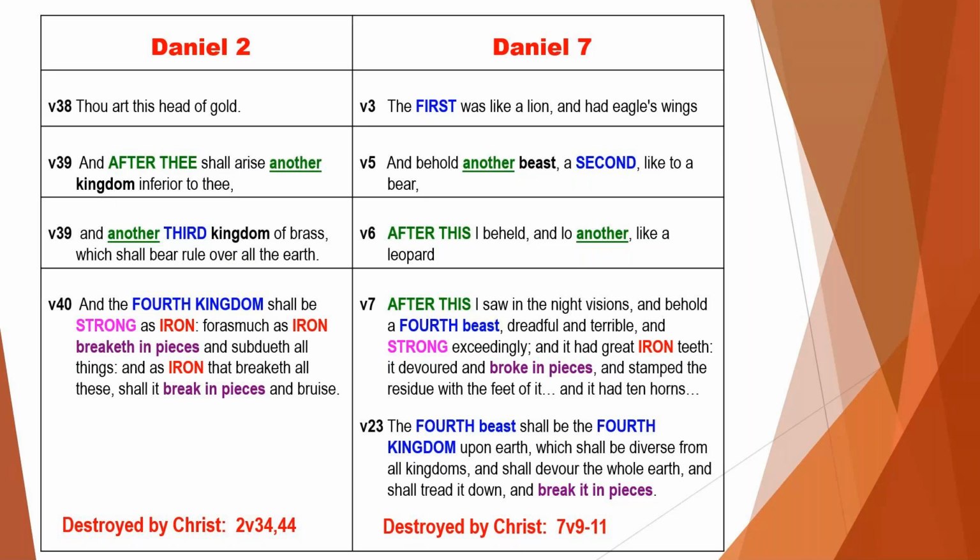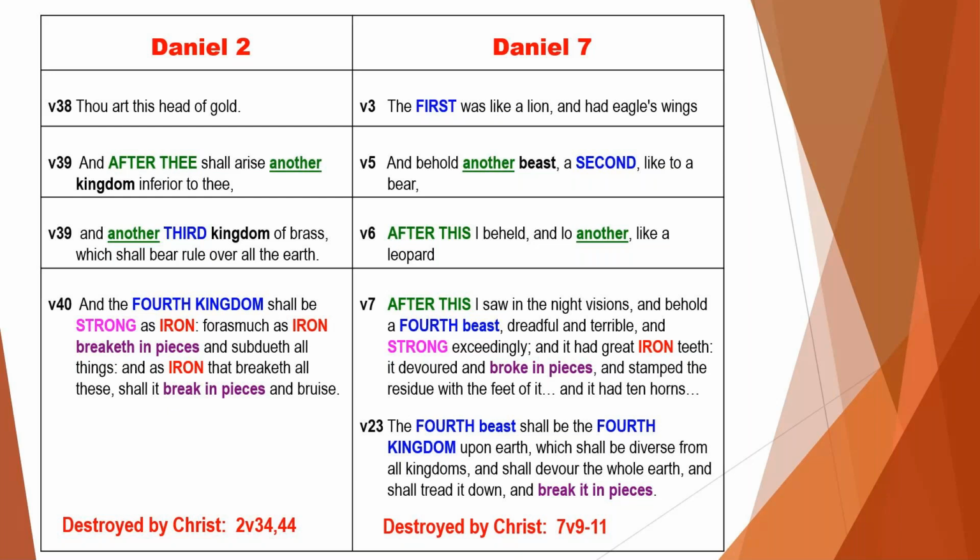And in Daniel 7, in verses 17 and 18, it says, these great beasts, which are four kings, shall arise out of the earth. But the saints of the Most High shall take the kingdom and possess the kingdom forever, even forever and ever. Now, the important thing to note is there's only four beasts. There's only four kingdoms. And then the kingdom of God, the saints take the kingdom.